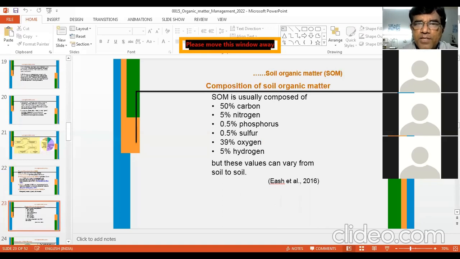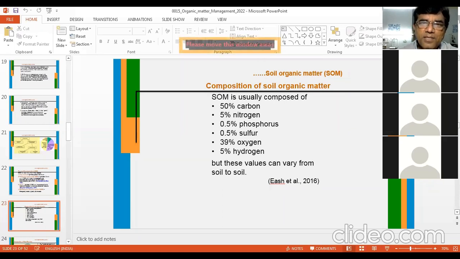These are very average values. It is not the range. 5% nitrogen, 0.5% phosphorus, 0.5% sulfur, 39% oxygen, and 5% hydrogen. But these values can vary from soil to soil. But an interesting fact: you can say the sulfur and phosphorus levels are almost similar here in the organic matter.